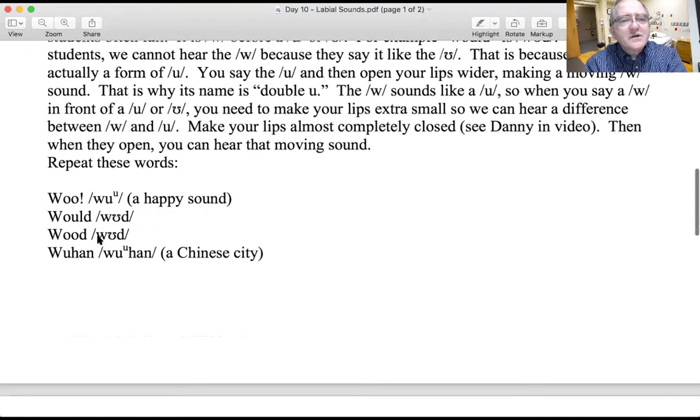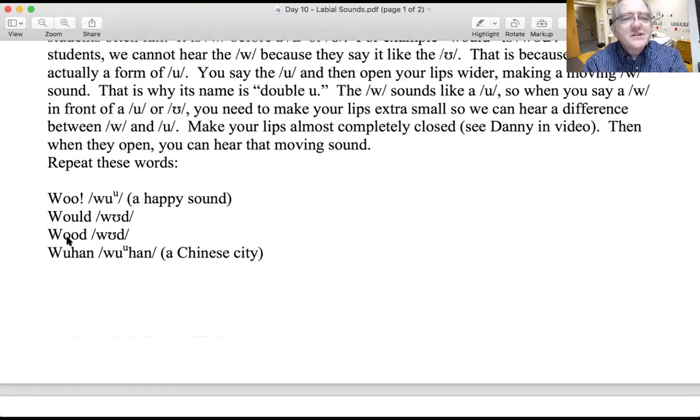Let's repeat these words. Can you repeat with me? Woo! Okay, that's a happy sound. Woo! Okay, let's try this wood. Very little lips. Woo! Wood, wood, wood. Notice there's a W. It's got to move. Wood.